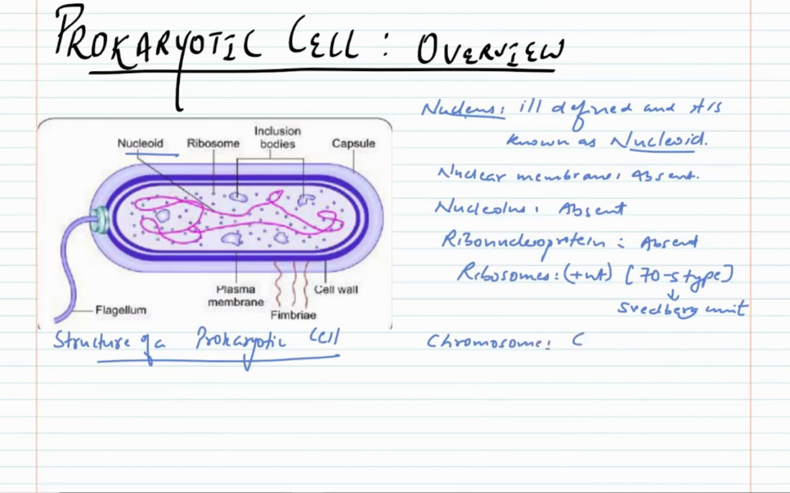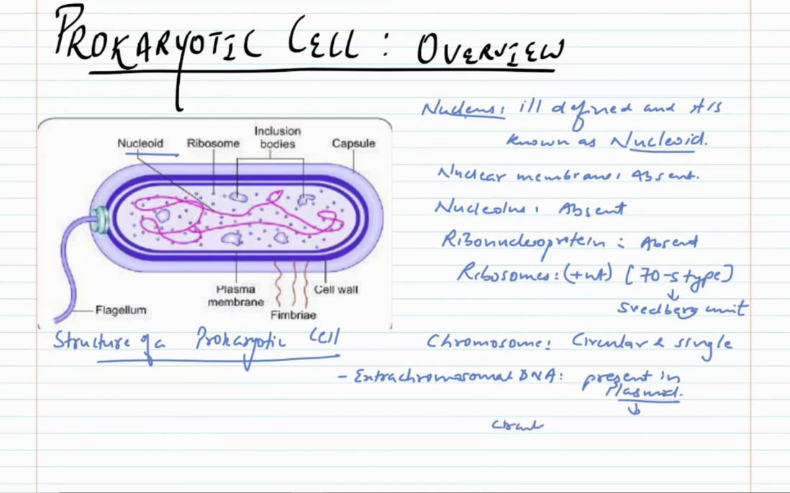After ribosome, we have the presence of a chromosome which consists of the genetic material. It is usually circular and single. So a single circular chromosome consists of the genetic material. There is extrachromosomal DNA which is present in plasmid.